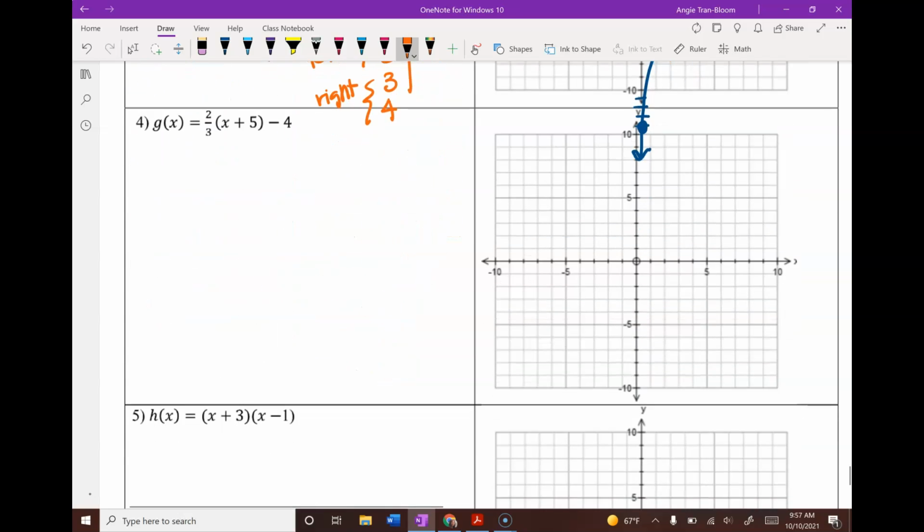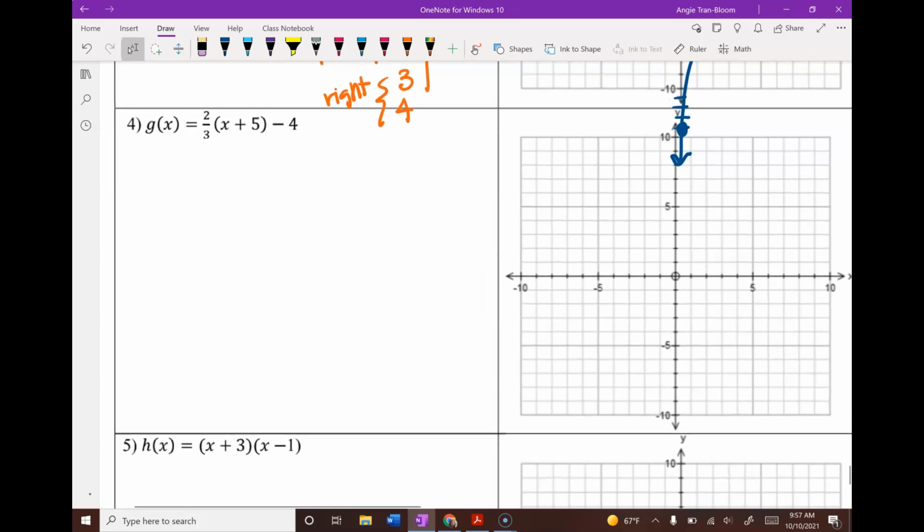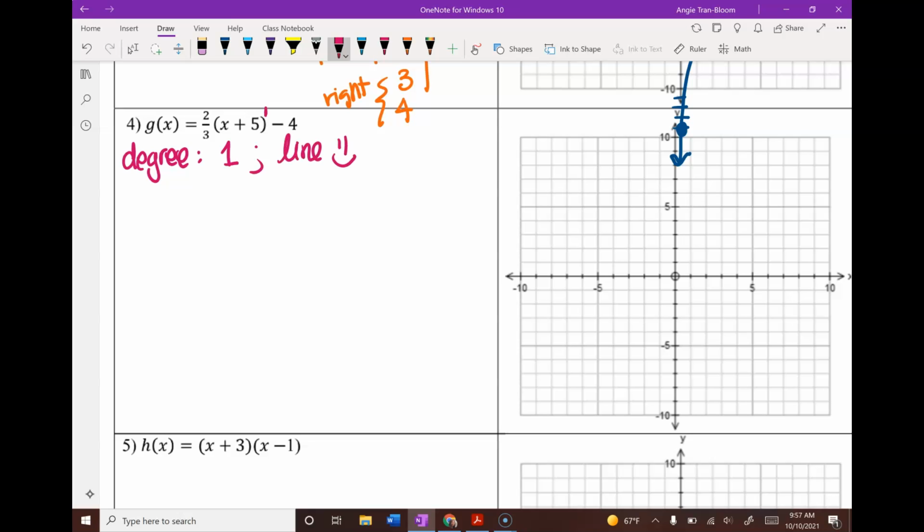Now let's go to example 4. Now, identifying the degree is super important, which is the highest power. So student, if there's not any power that you can see, it's always 1. So this is a degree of 1. Well, a degree of 1, student, is going to give us a line. Yay! So if it's a line, we can start out with finding the slope right away, which is 2 over 3. We do have an h value right there. An h value is going to give us a negative 5. And a k value right there is going to be negative 4.